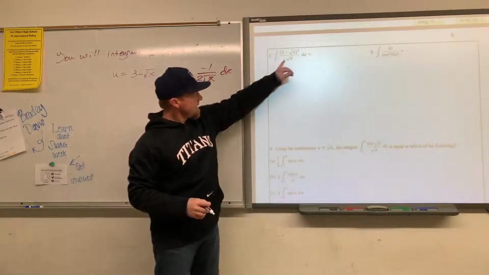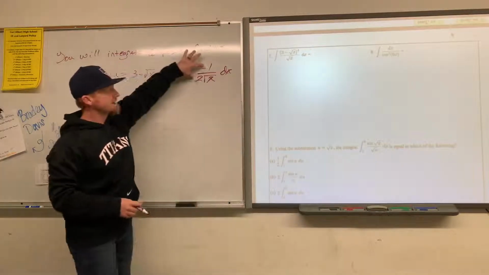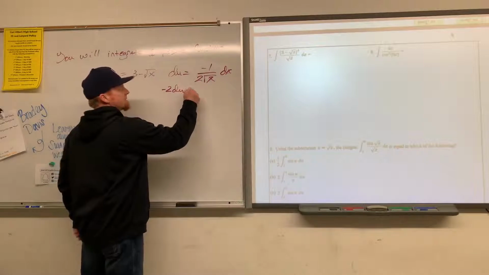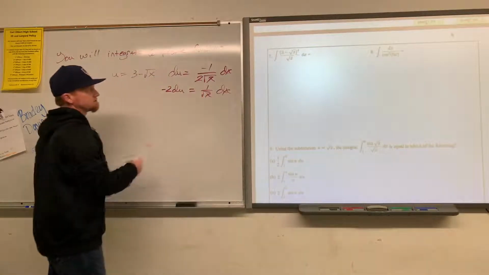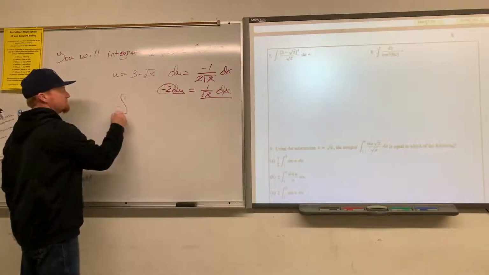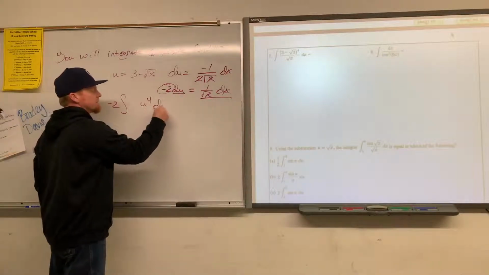So in our problem, we've got the square root to match up. We've got the dx to match up. So we need to take care of this negative 1/2. So that means I have a negative 2 du, 1 over the square root of x dx. So the du takes care of this. So that means this needs to go out front. And we get u to the 4th du.